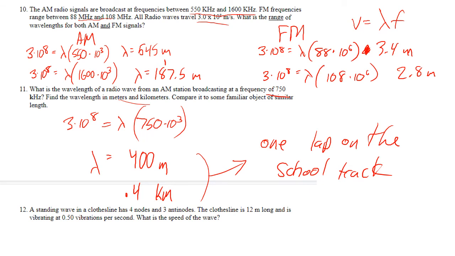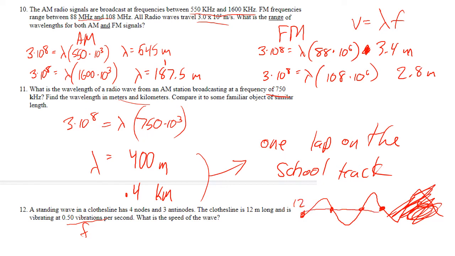Anyways, a standing wave in a clothesline has 4 nodes and 3 antinodes. The clothesline is 12 meters long and is vibrating at 0.5 hertz. What does this mean? This means that's the frequency. What's the speed of the wave? So let's draw a picture. We have 4 nodes: 1 node, 2 node, 3 node, 4 node. So this part is 12, and it's vibrating at 0.5.